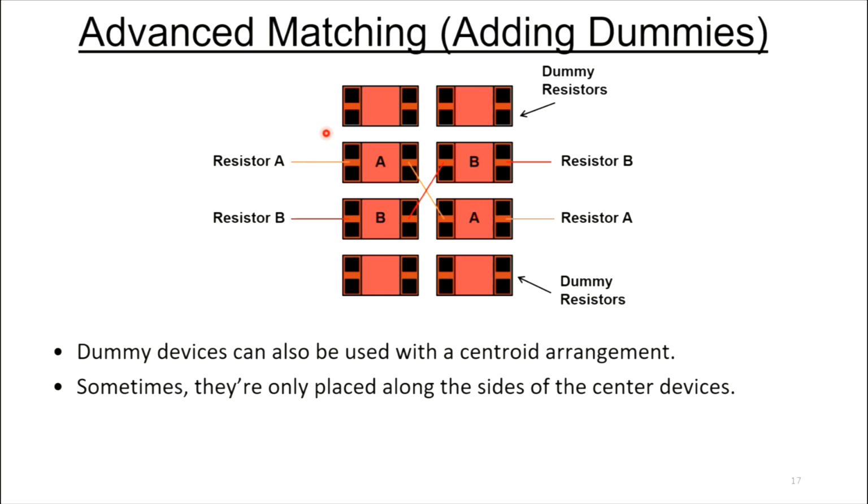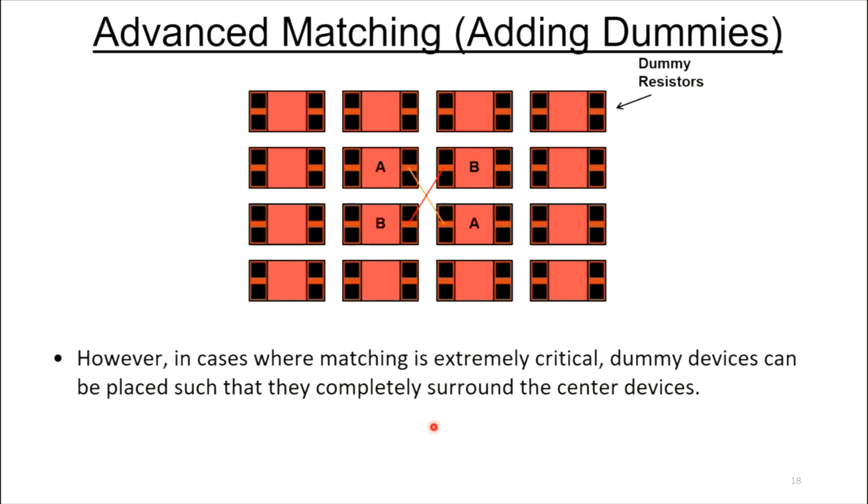Dummy devices can also be used with that centroid arrangement. Here I show just a two resistor centroid with a couple of dummy devices placed around it. Sometimes they're only placed along the sides of the center devices. But if you really needed to match to some great extreme, you'd possibly put dummy devices all the way around here. That would make every device look very similar to every other device. Techniques like this are used in very critical applications like analog to digital converters.